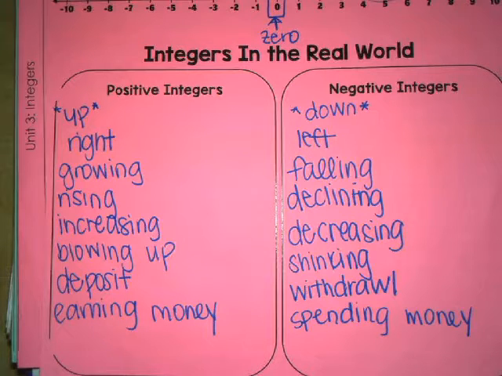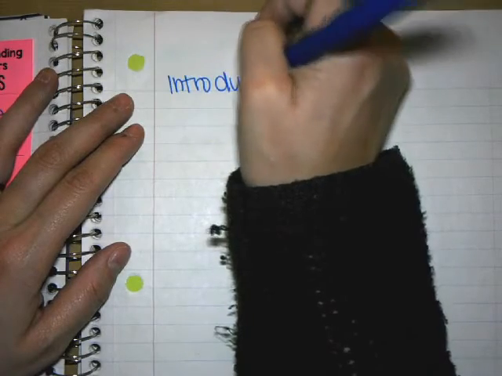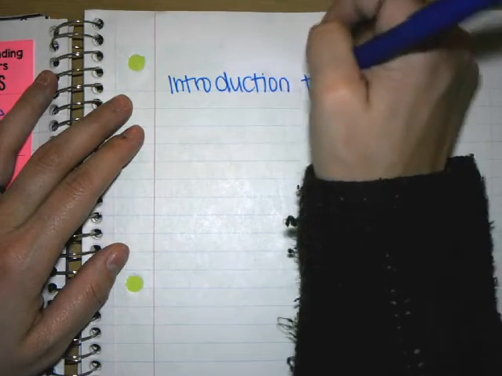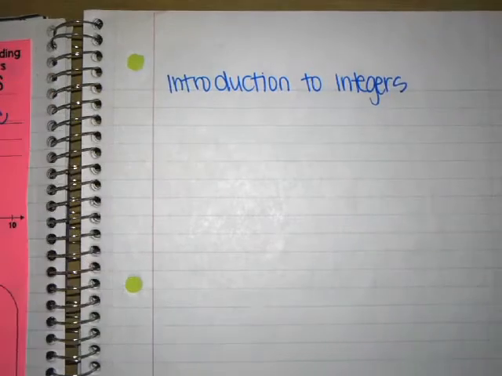Okay, so are we seeing the difference between positive words and negative words? Okay, so what we're going to do now is we're going to go to the next page, because you should have a blank page right next to it. We're going to title it Intro to Integers. And I'm going to give you this example.